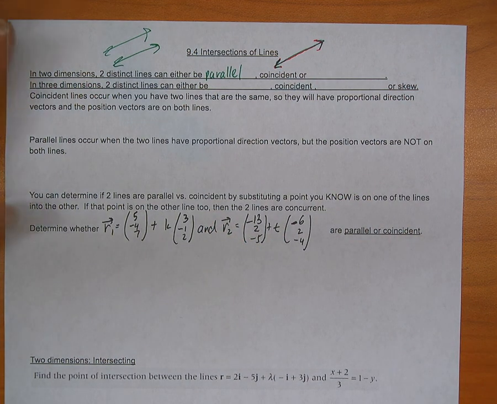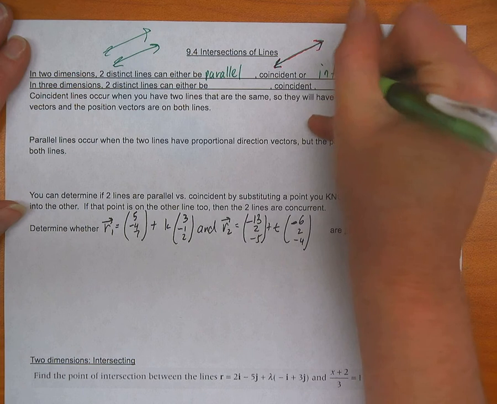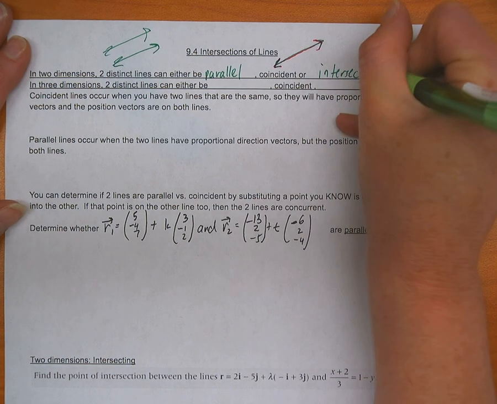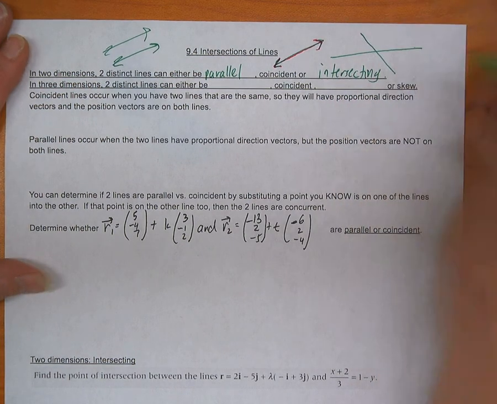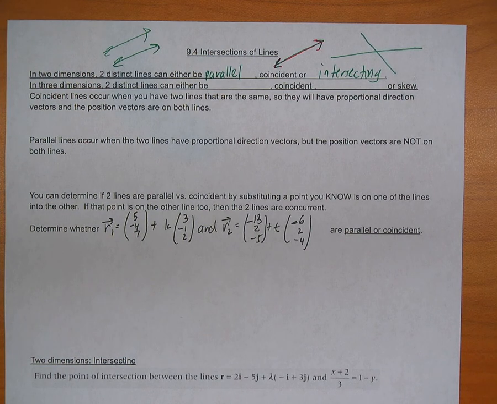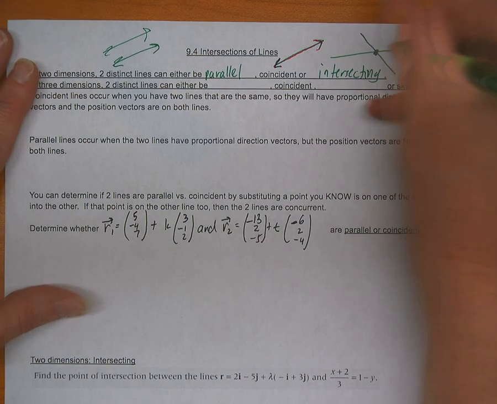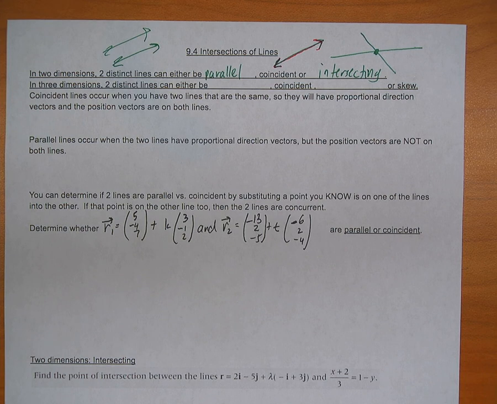The other option is that your lines can be intersecting. And in that case, we're going to find where they intersect. So we will find the location of that point. Those are the 3 different things that can happen when you have 2 lines in 2 dimensions. So let's take a look at that a little bit.